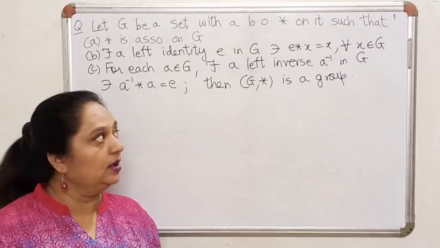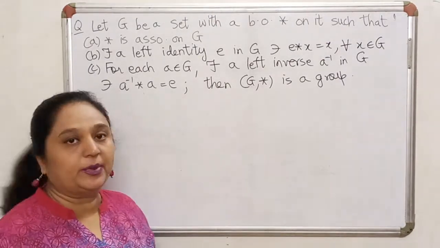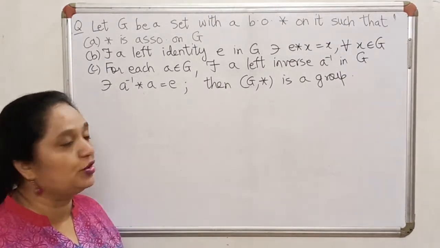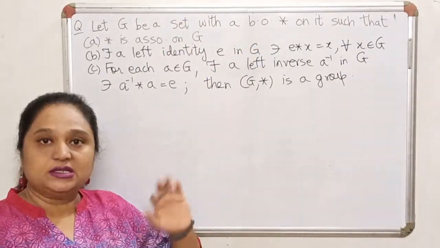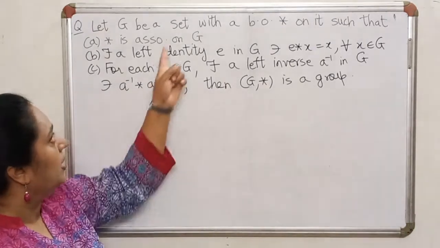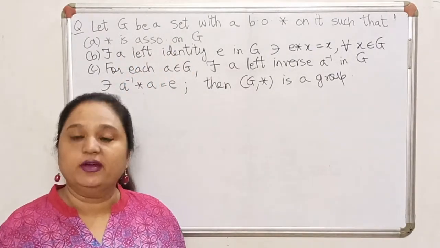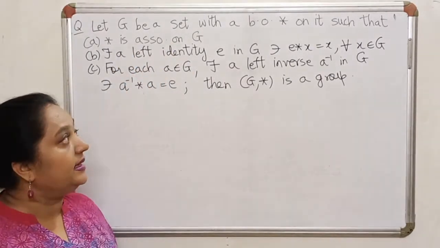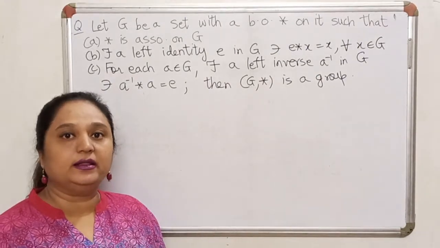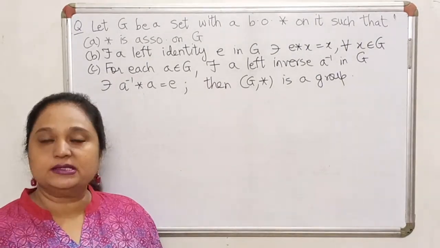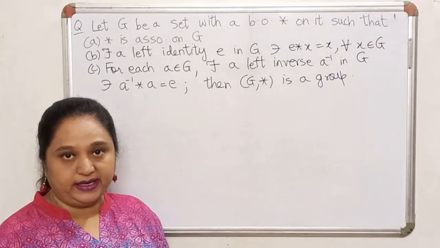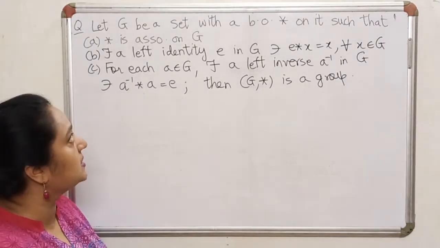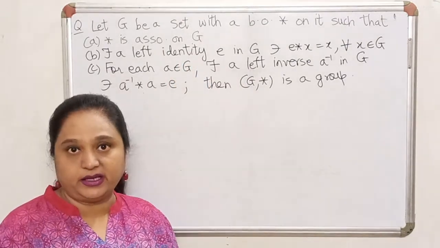Remember what are the properties that need to be satisfied for G to be a group? Firstly, star should be a binary operation on G. It is given to be a binary operation. It should also be associative. That also is given to us. Then there has to be an identity in the group. Now, identity is something which serves both as left identity as well as right identity. But in this problem, it is given that it is only a left identity.